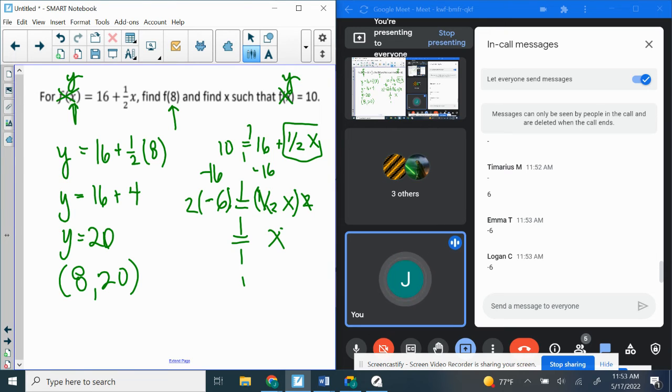So what does X equal when Y is 10? What's a negative 6 times 2? Yep, negative 12. Good.